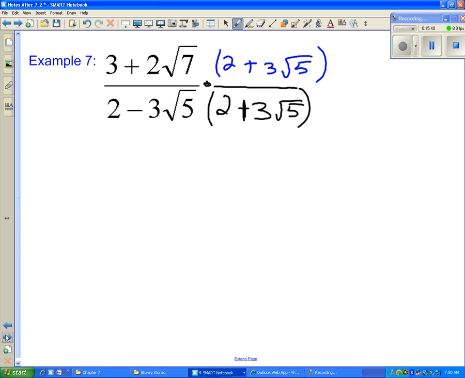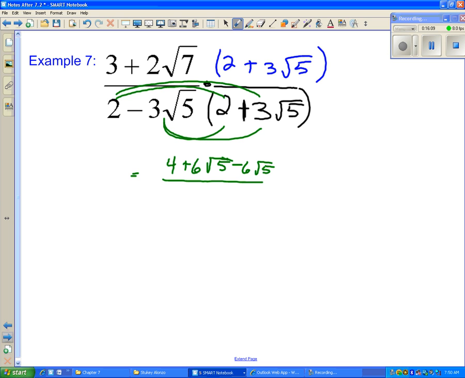So again, I like to do the denominators first so I make sure I get a whole number. Then I can come back and do my numerators. So I'm going to have in here, first, 2 times 2 is 4. Outer, 2 times 3 square root 5 is 6 square root 5. Inner, negative 3 square root 5 times 2 is negative 6 square root 5. And my last, negative 3 square root 5 times 3 square root 5, I'm going to write this as 3 square root 5 squared, and I'll multiply it out in just a second.